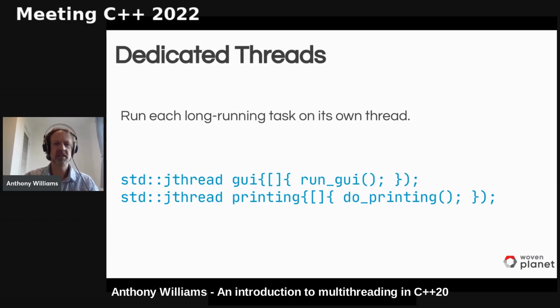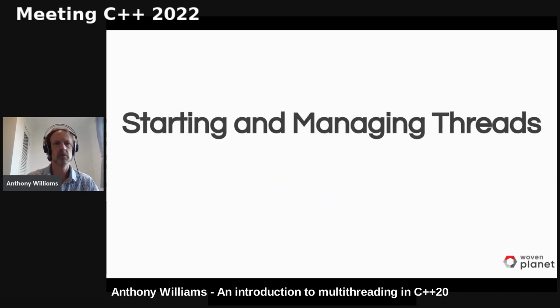Now note here, in this example, std::jthread is a new class from C++20 for managing threads. You pass it something that is callable, in this case a lambda, to the constructor, and it then starts the thread automatically. Which neatly brings us on to starting and managing threads.